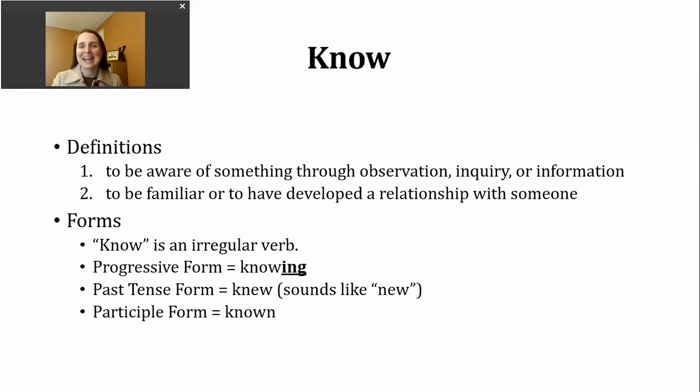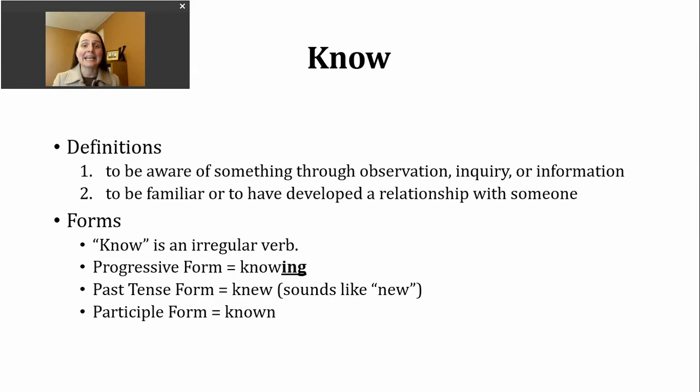The first way that you might hear the verb know used is to mean to be aware of something through observation, inquiry, or information. So think of inquiry like research, looking for an answer. A second way that we use the verb know is to mean to be familiar or to have developed a relationship with someone.